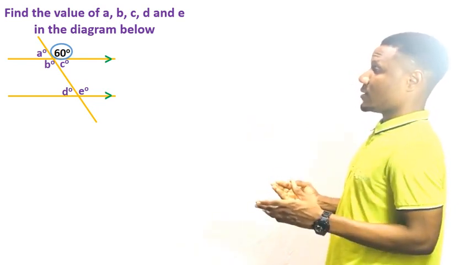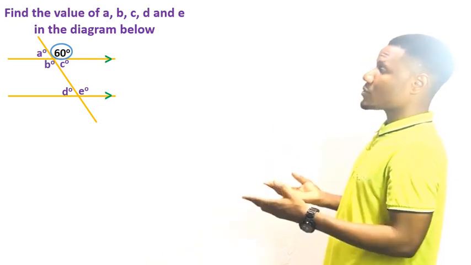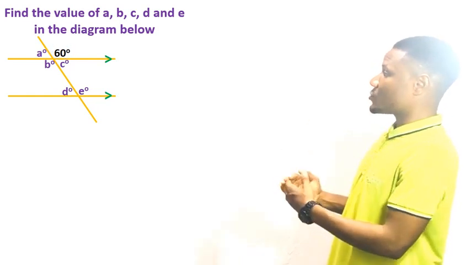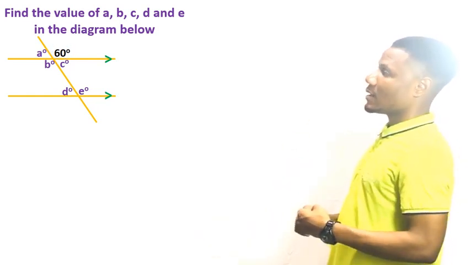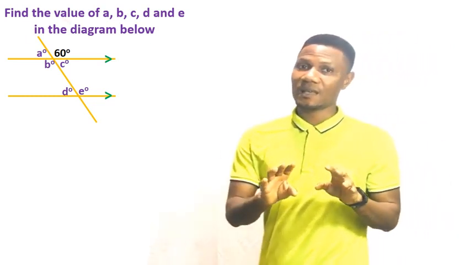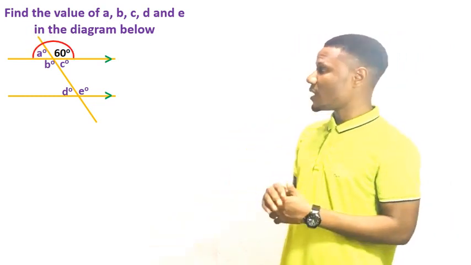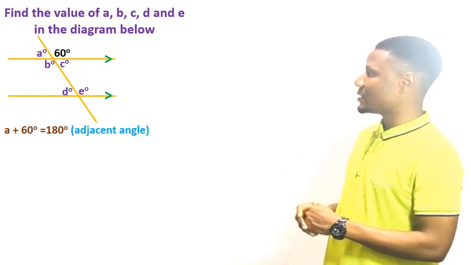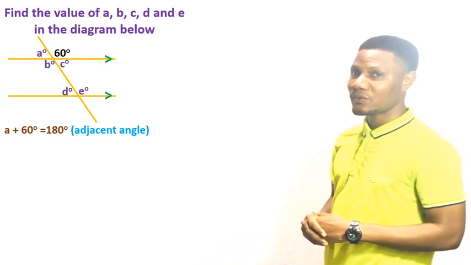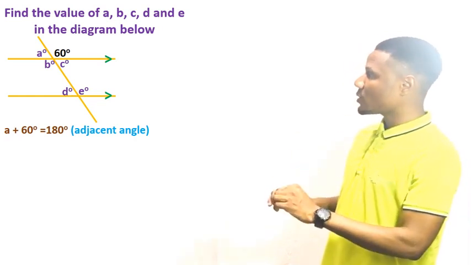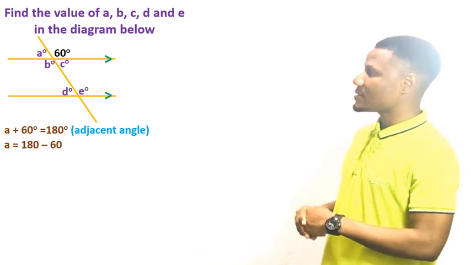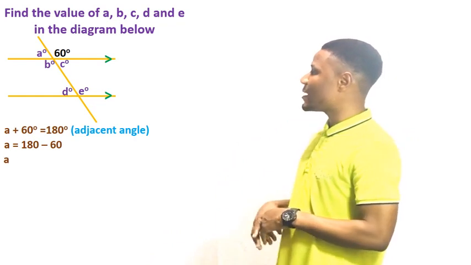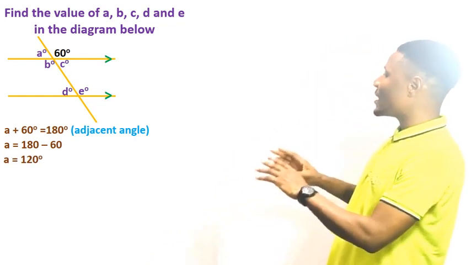Very easy. There are various ways you could do it, but for me, so many things are clear. There's a relationship between A and 60 degrees. And what is this relationship? Adjacent angle. In other words, A plus 60 degrees is equal to 180 degrees. That is adjacent angle. Automatically, 180 degrees minus 60 degrees will give me the value of A. So my A in the diagram is 120 degrees.